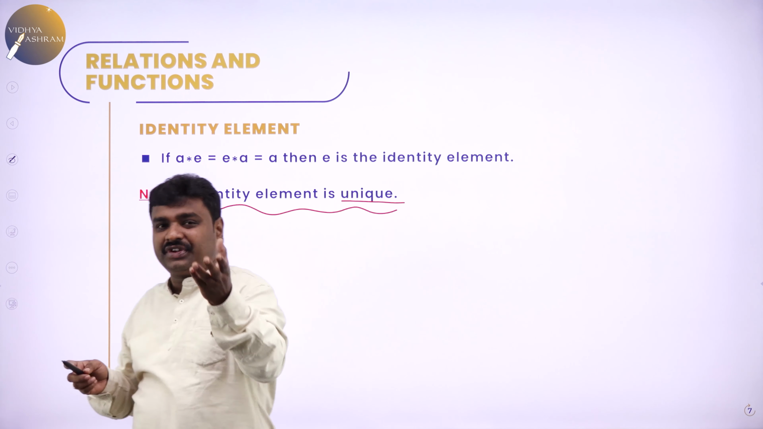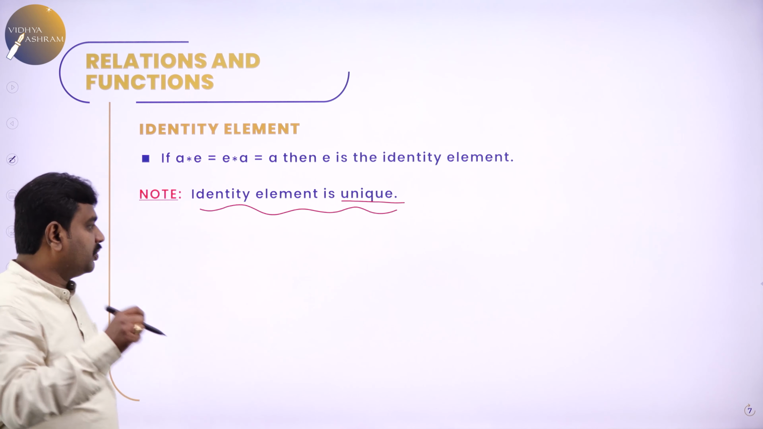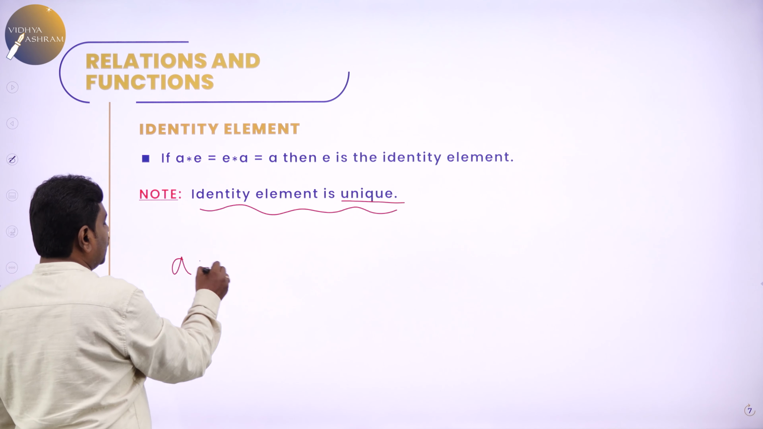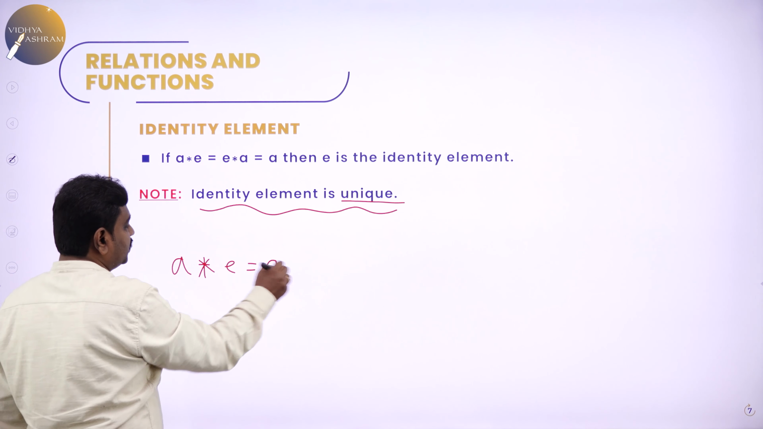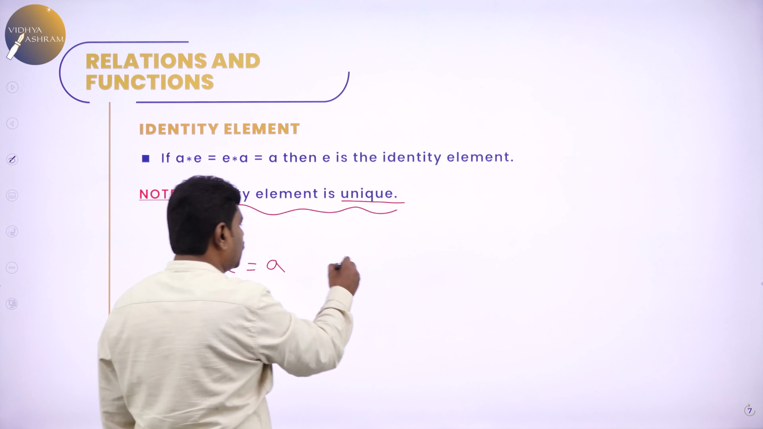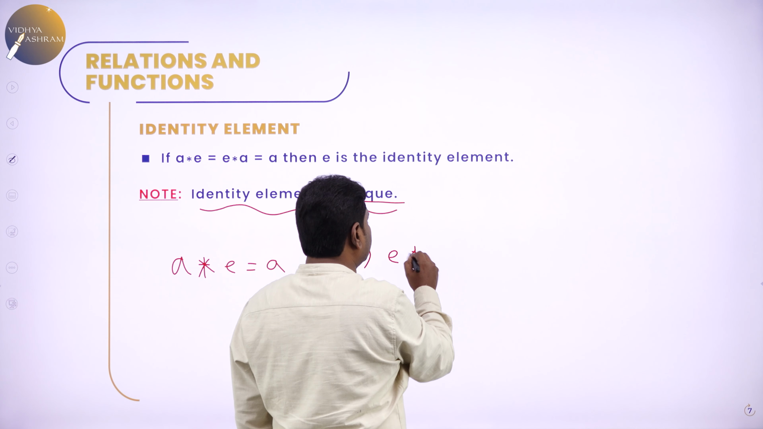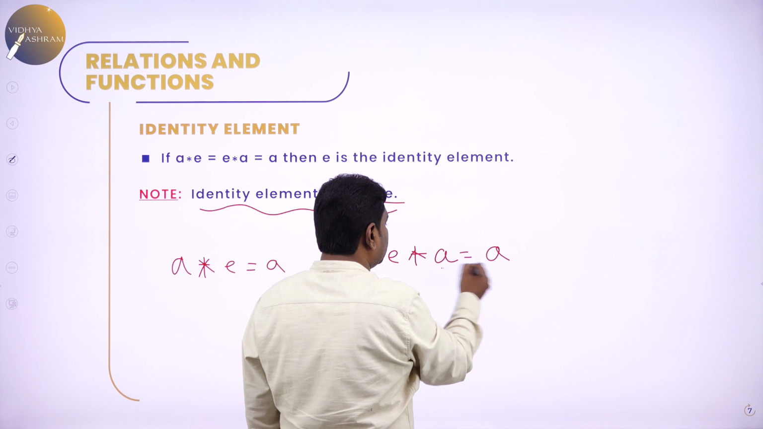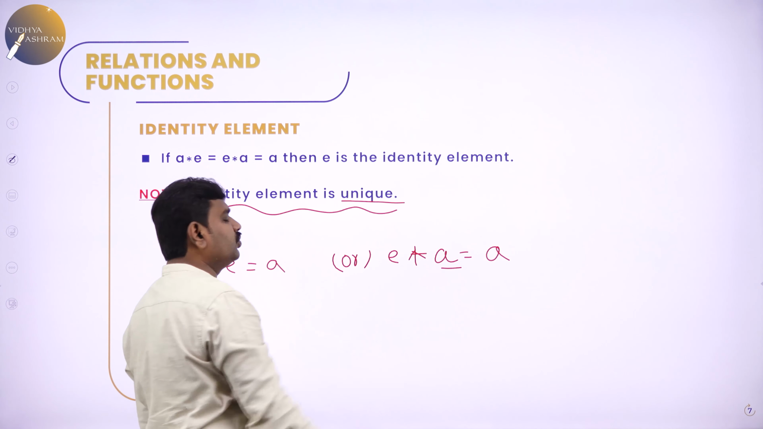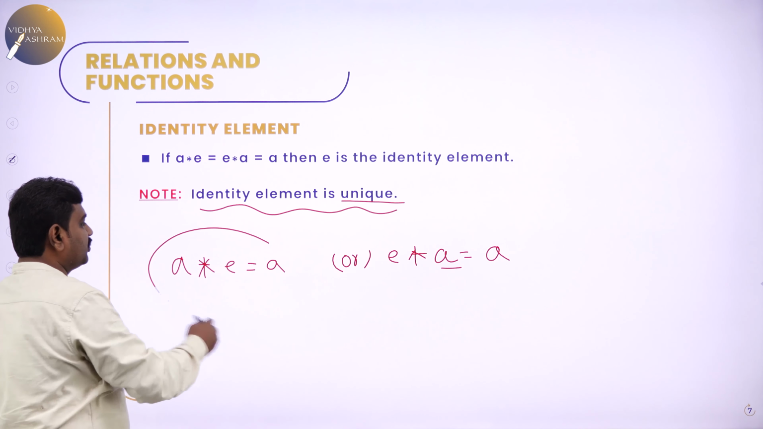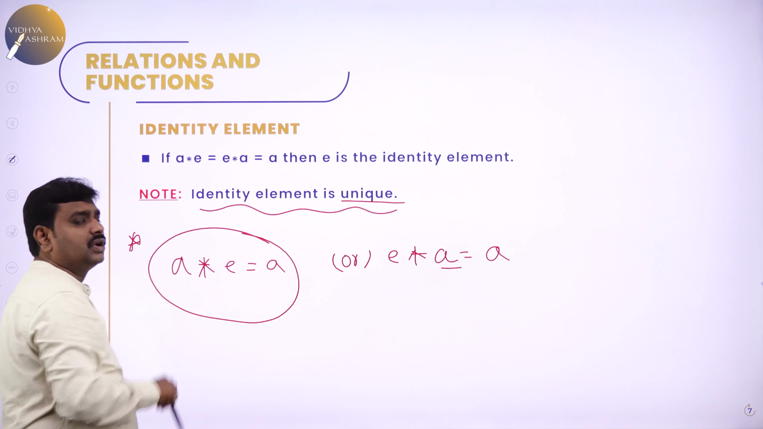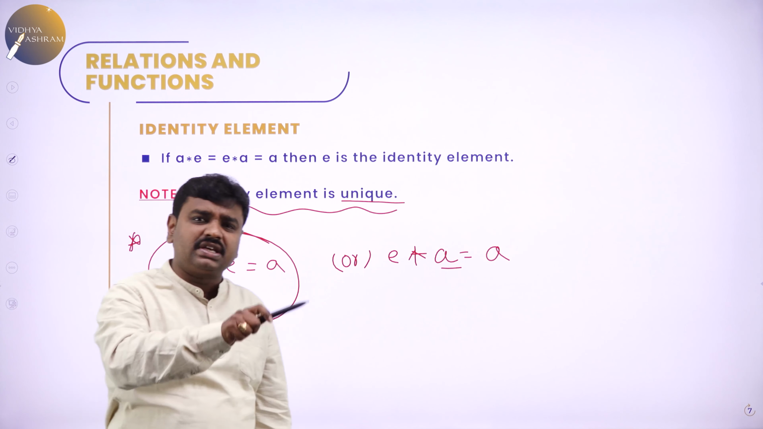When we solve the problems, you will get clarity. Before we go to the problems, you should know, if they ask you to find the identity element, this is the formula. A star E should give you what? A. A star E or E star A should give you A. To solve the problems, I am asking you to remember this: A star E is equal to A.